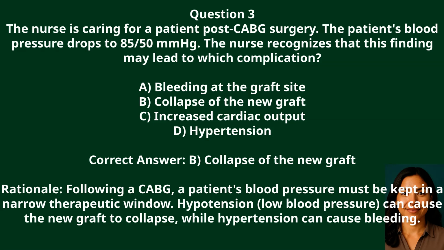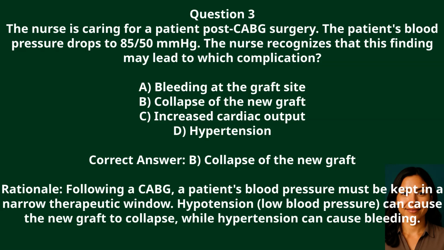Question 3. The nurse is caring for a patient post-CABG surgery. The patient's blood pressure drops to 85/50 mm Hg. The nurse recognizes that this finding may lead to which complication? A. Bleeding at the graft site. B. Collapse of the new graft. C. Increased cardiac output. Correct answer B. Collapse of the new graft.